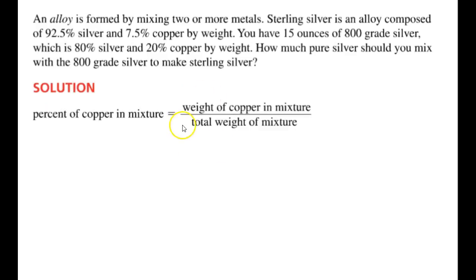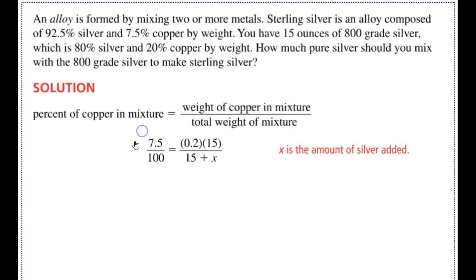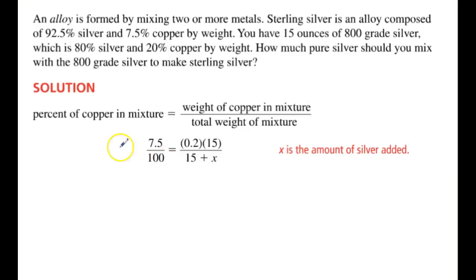So I want to look at what I have and what I'm trying to find. I know that I'm going to be dealing with the percent of the copper in the mixture that I want to have, which is equal to the weight of the copper in the mixture divided by the total weight. The percent that I want to end up with is this 7.5. And again, I don't like dealing with percentages, so I'm going to write that over 100. I can have 0.075 if I move my decimal 2 places, it's the same thing. However, when I cross multiply, it will be easier if it's written this way.